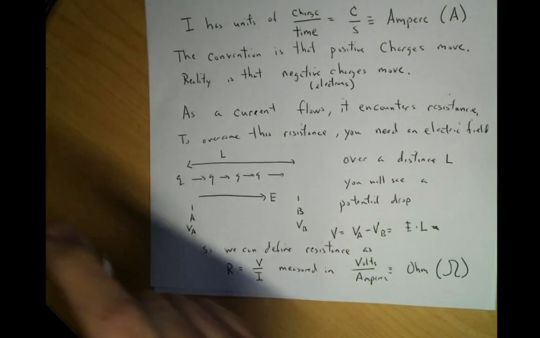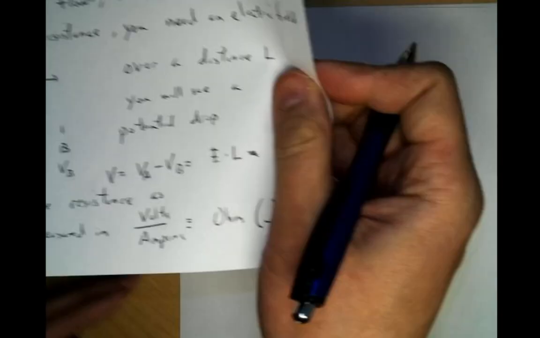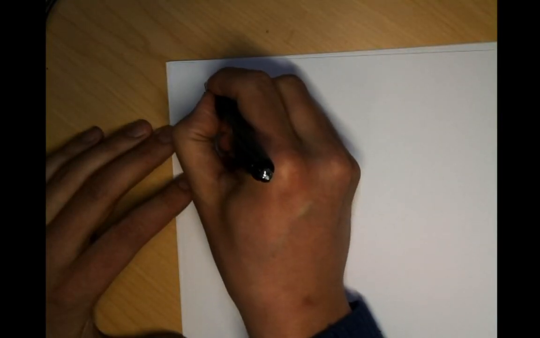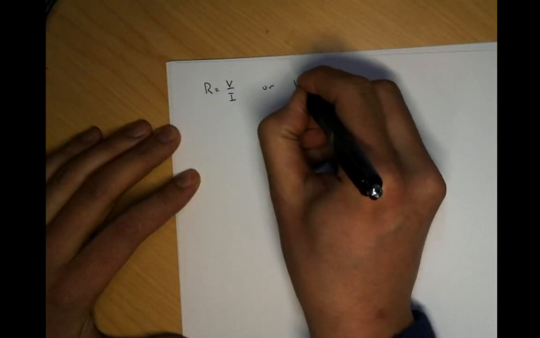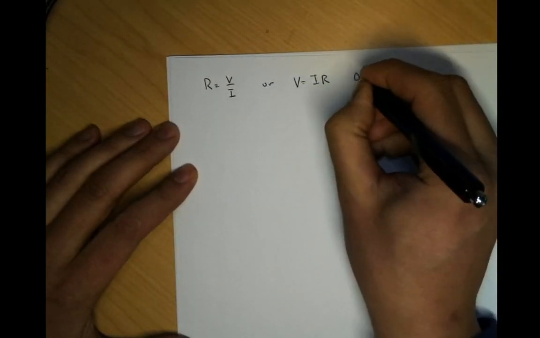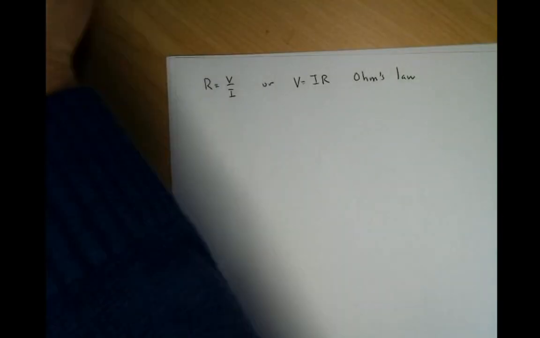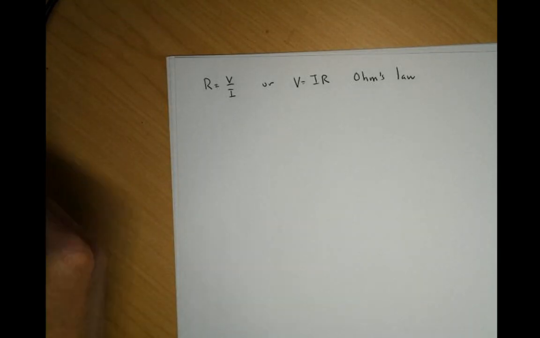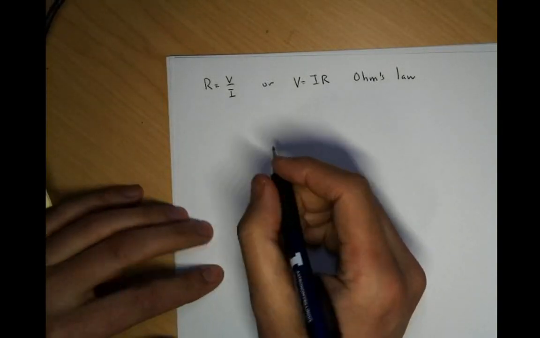Alrighty. So this thing here actually is a very classic law. R is equal to V over I, or V is equal to I times R. This is called Ohm's law.